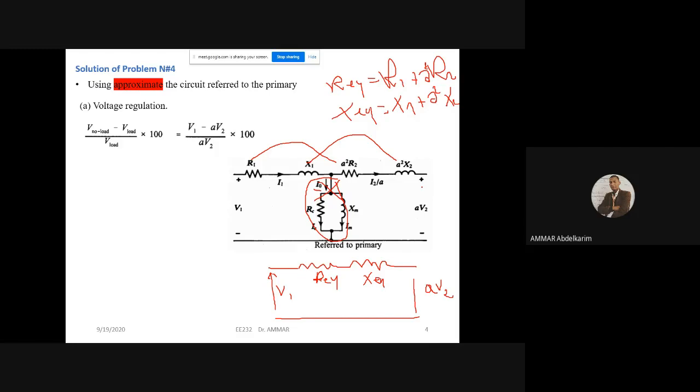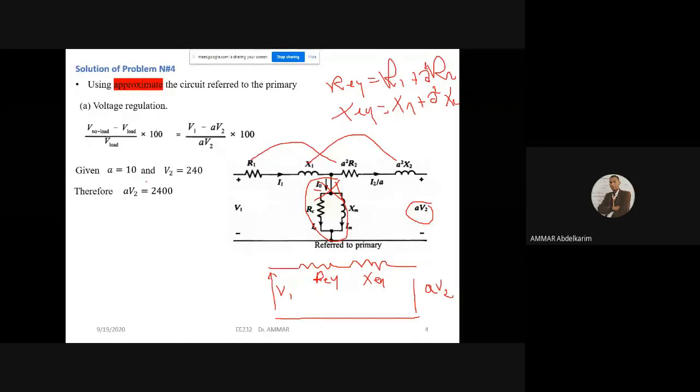We know that the load is connected to the secondary. So the voltage V2, or aV2, is the voltage across the load, and it equals 240. It's given in our data. And the voltage of the high voltage side equals 2400. But this is the voltage of the secondary referred to the primary, so it is multiplied by the turn ratio and becomes 2400. However, this is the load voltage, the voltage across the load.